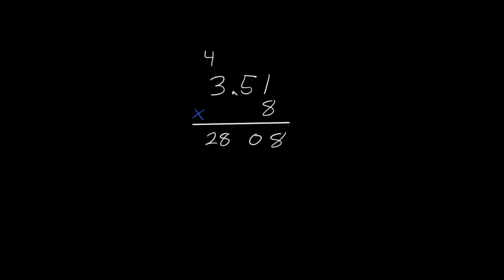And now let's count how many numbers are to the right of the decimal in each of the numbers. So we just have 1 and 2 here. So we just have 2 numbers here that are to the right of the decimal. So we look here, 0 and 8 are going to be behind the decimal. So our answer to this problem is 28.08, or 28 and 8 hundredths.